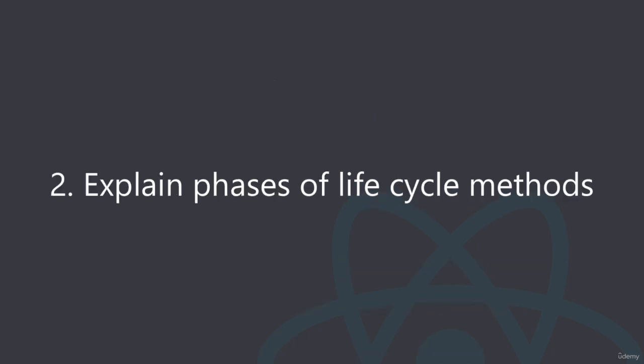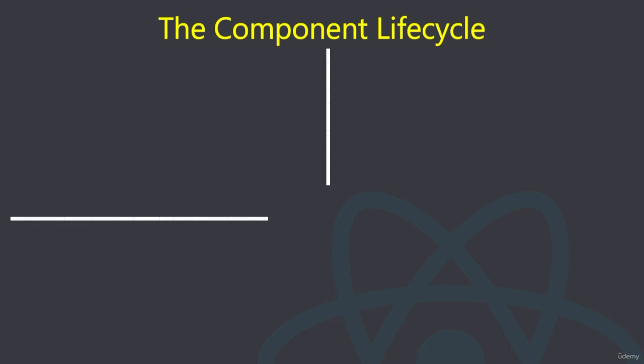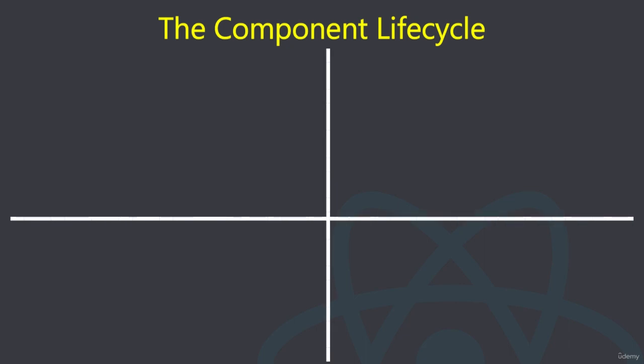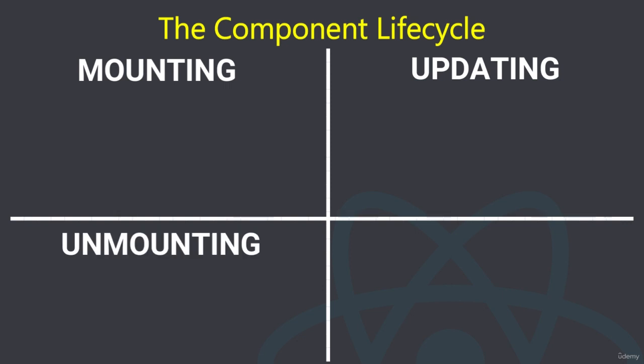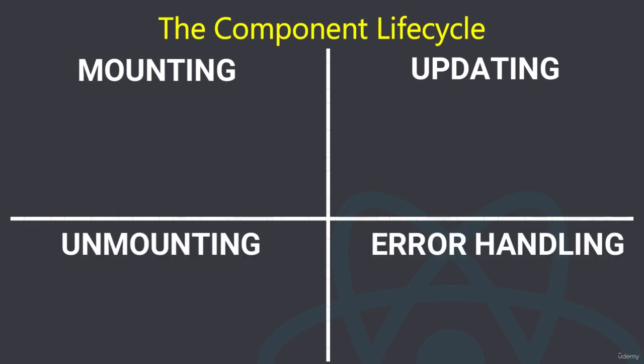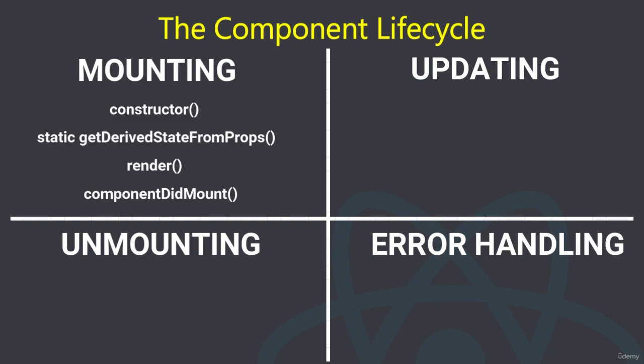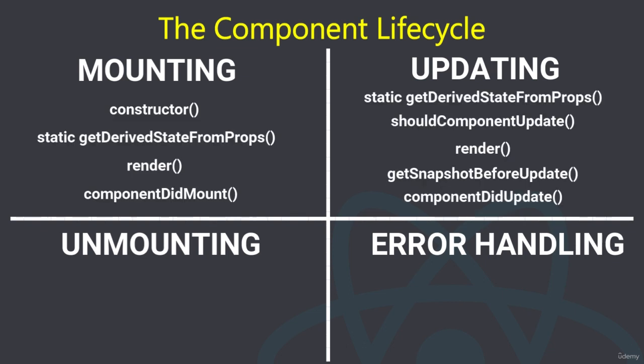The second question is, explain phases of lifecycle methods. These are the common phases of a component: mounting, updating, unmounting, and error handling. So whenever there is a mounting phase, these are the methods. When you have the updating phase, you have these methods. In unmounting, you have this method. And while error, there is one more method which you have.